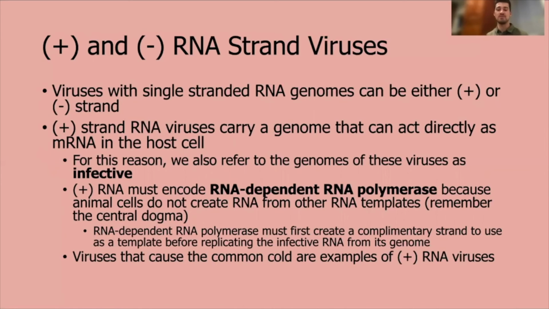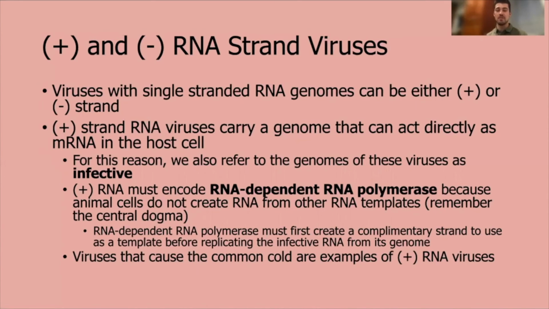We create RNA from DNA. So we don't encode for this gene, and these viruses have to carry it if they're positive strand. RNA-dependent RNA polymerase must first create a complementary strand to use as a template before replicating the infective RNA from its genome. Because remember how polymerization works, it's all complementary.